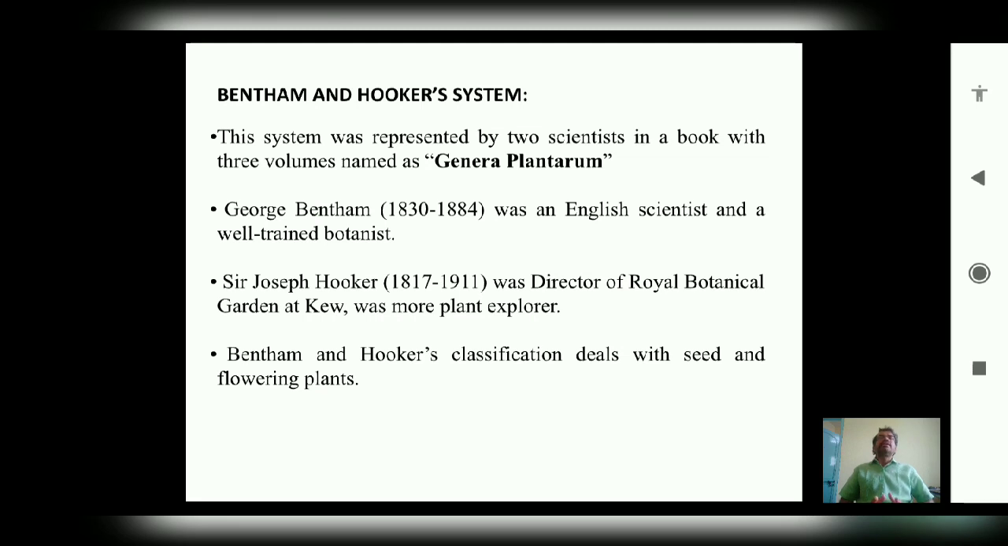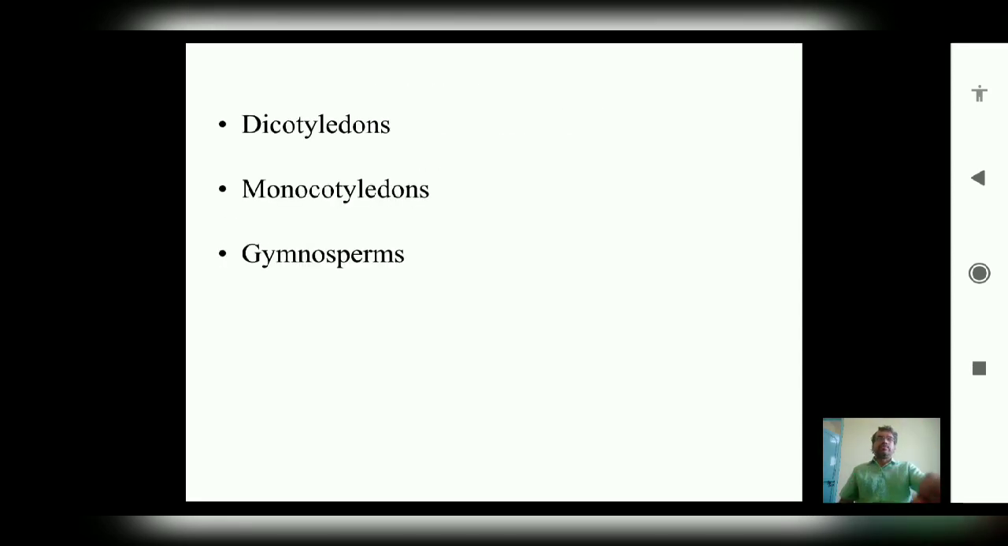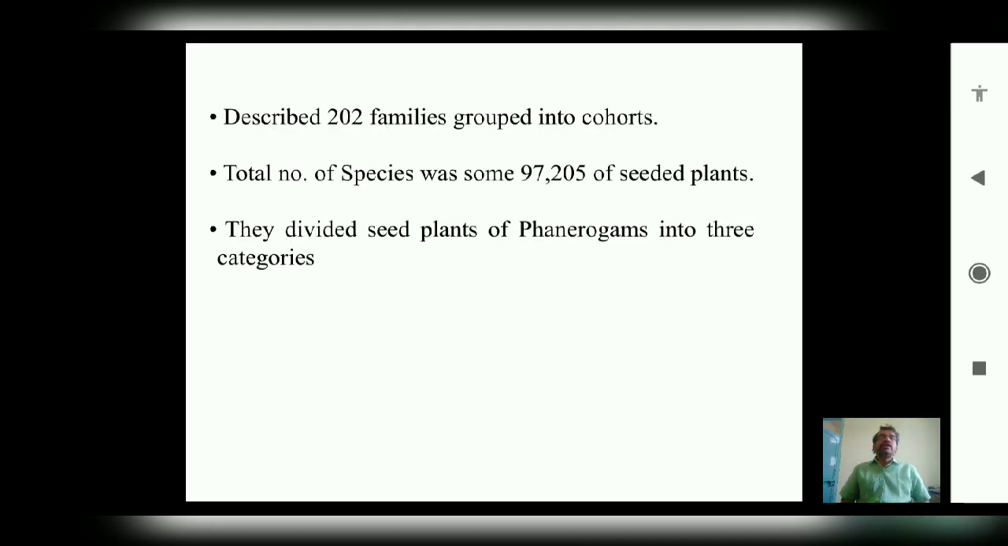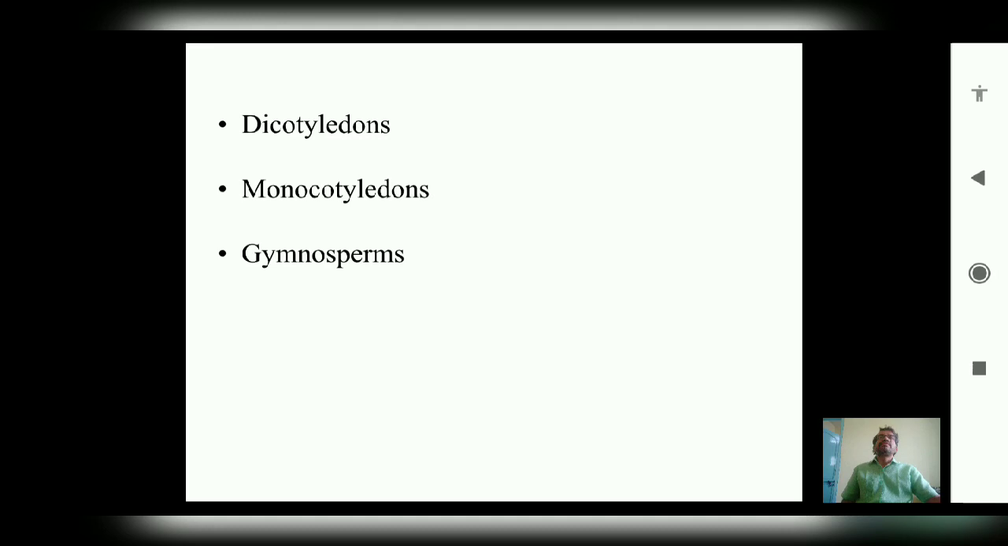Well, this system of classification was presented in a 3-volumed book called Genera Plantarum. George Bentham was a self-trained botanist, whereas Hooker was a director of a botanical garden and he was mainly a plant explorer. So both provided a classification which deals with the seed and flowering plants. Well, they described 202 families and 97,205 seed plants, and they divided seed plants or phanerogams into 3 categories: the dicotyledons, monocotyledons and gymnosperms.